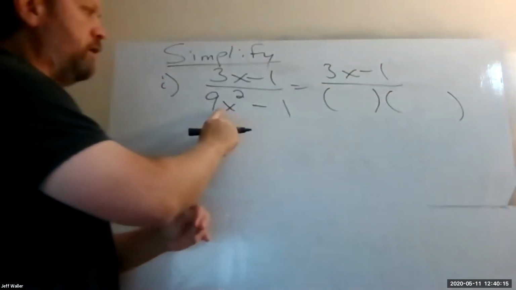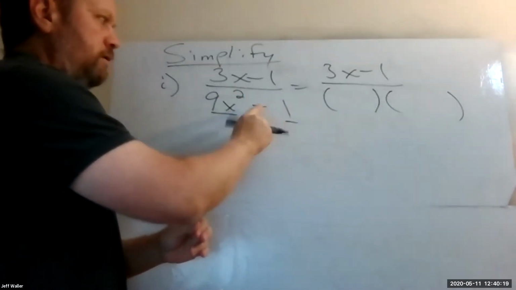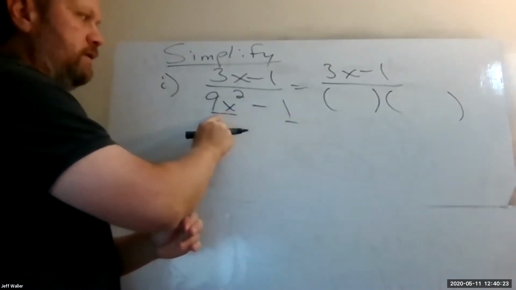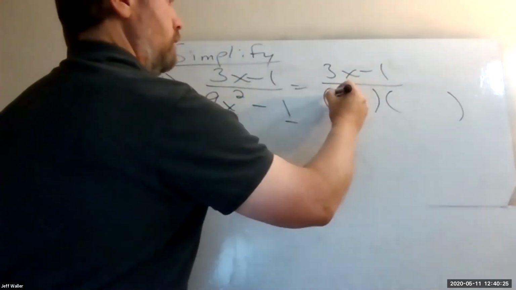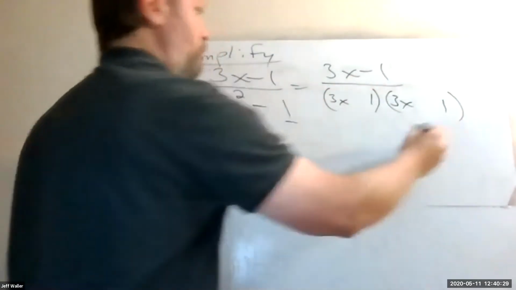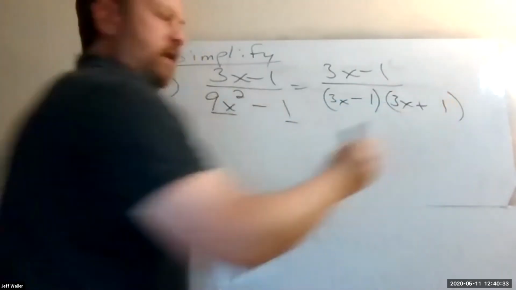How many terms are there? 2. And it's a squares, right? It's a difference of squares. So what's 9x squared? 3x. 3x and 3x. 1 is 1 and 1. 1 is negative, 1's positive.